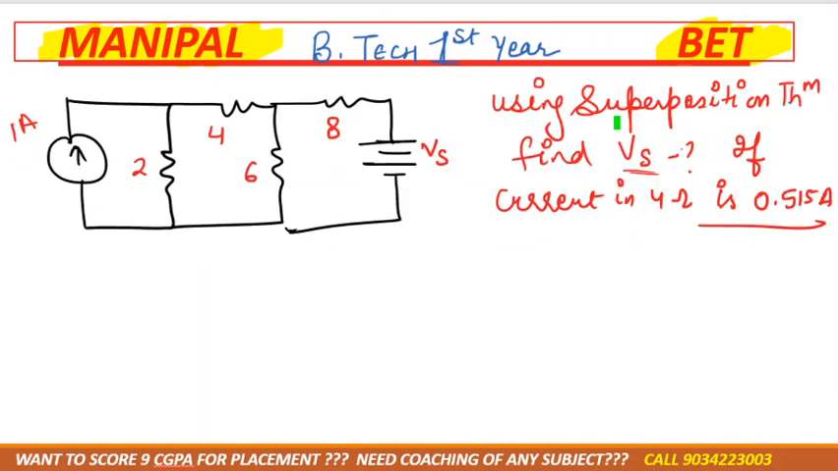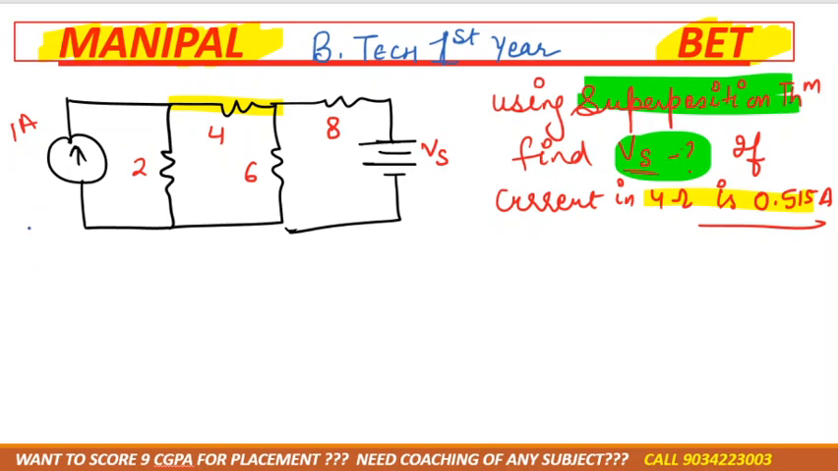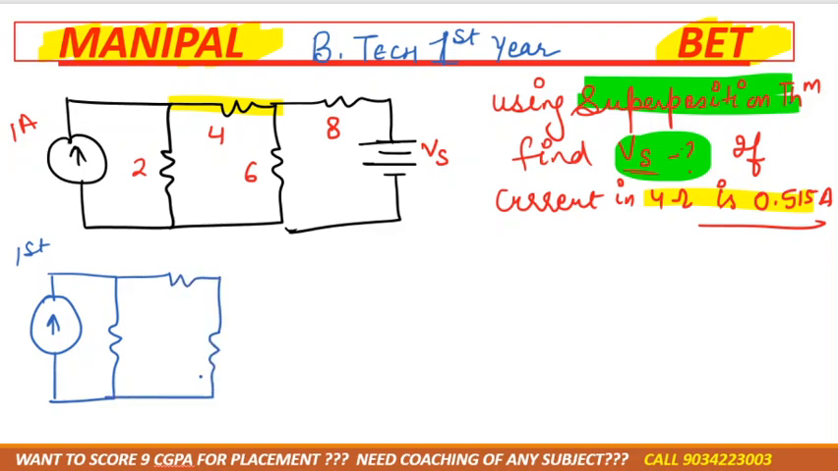Now, see, in this question, they ask you to use superposition and they ask you to calculate Vs, and the current in 4 ohm is already given, right? So, let's go according to the picture. Like in the first step, we have to take the first source and eliminate the other source, right? Eliminated means if there is a voltage source, that must be short circuited. This is 1, 4, 6, 8, correct?